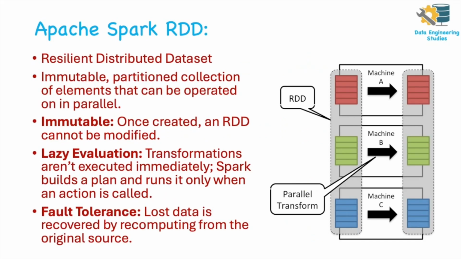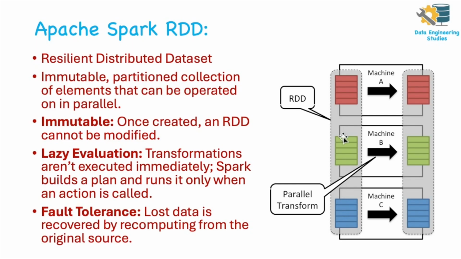RDD stands for Resilient Distributed Dataset. RDD is the fundamental data structure in Apache Spark. It represents an immutable distributed collection of objects that can be processed in parallel across a cluster.